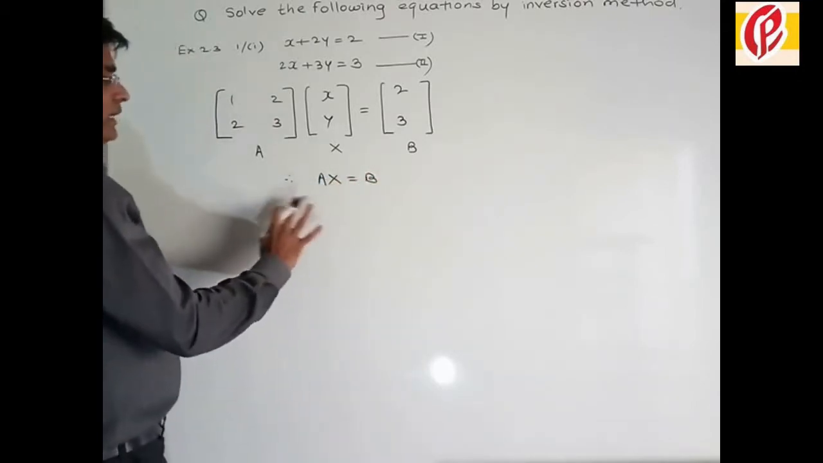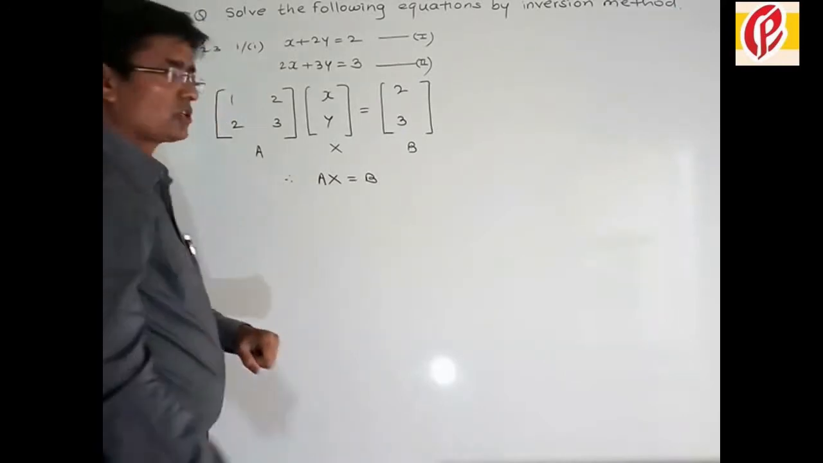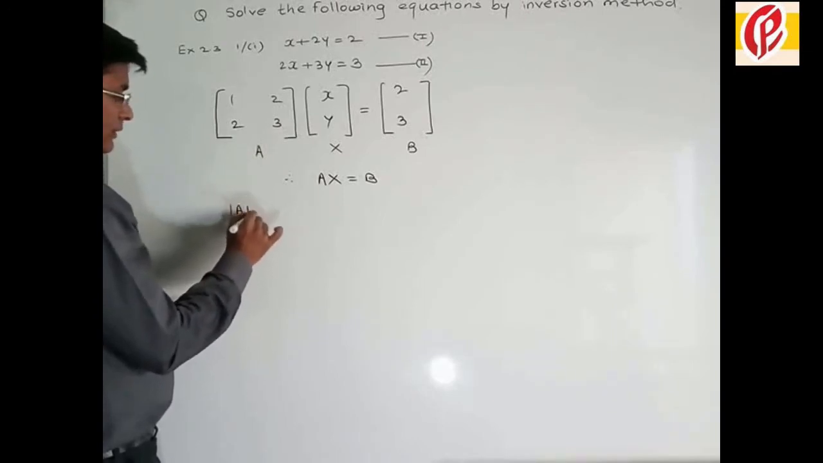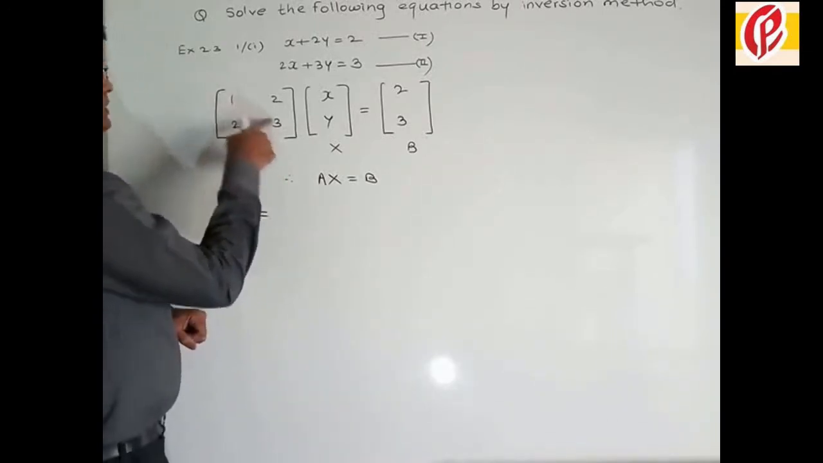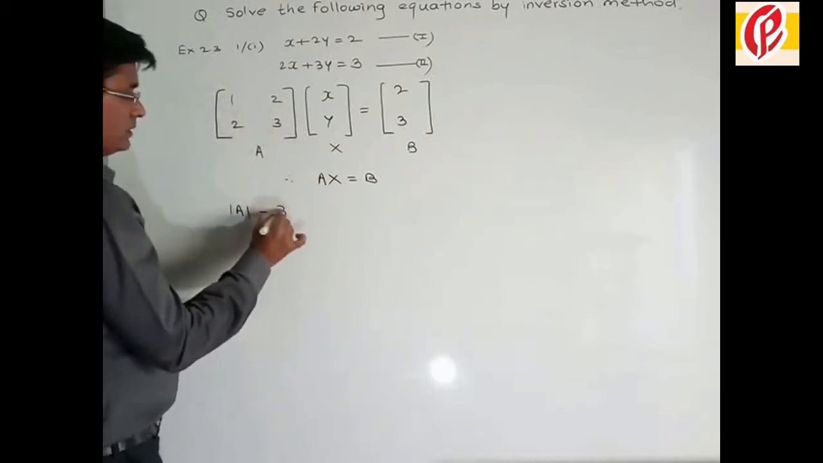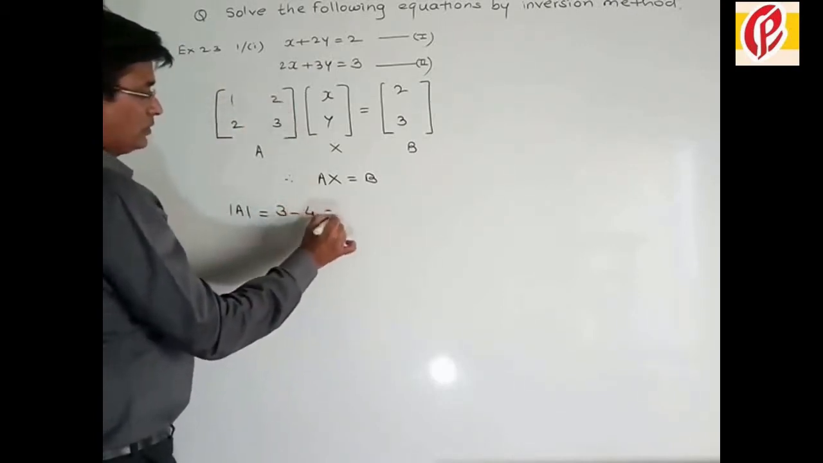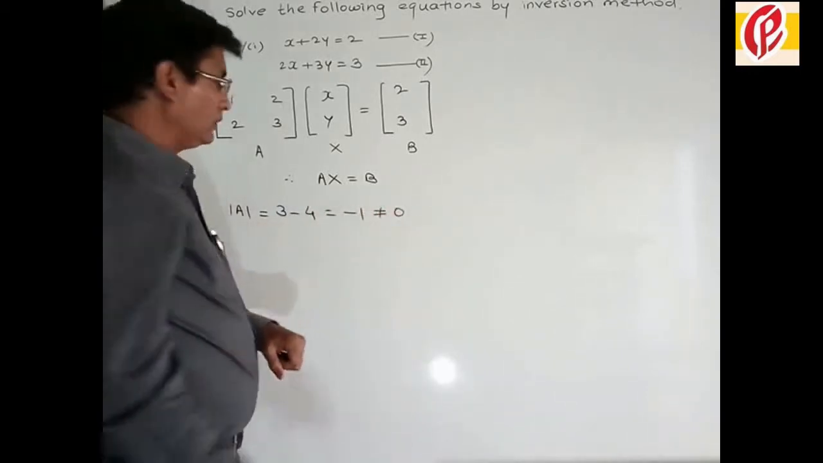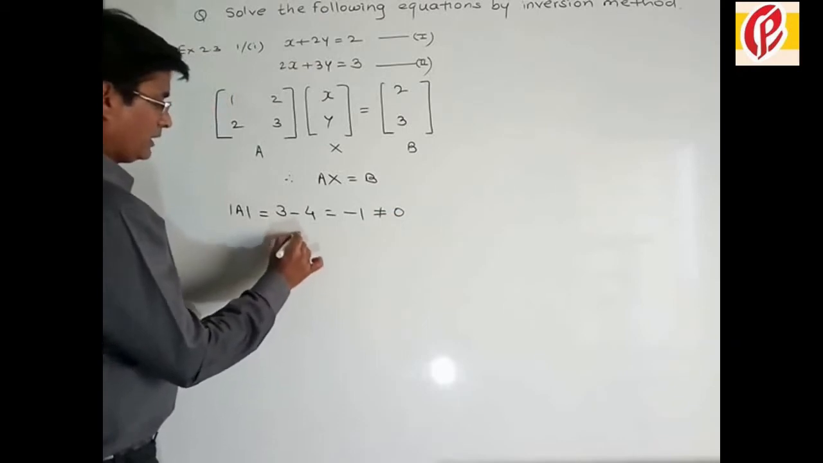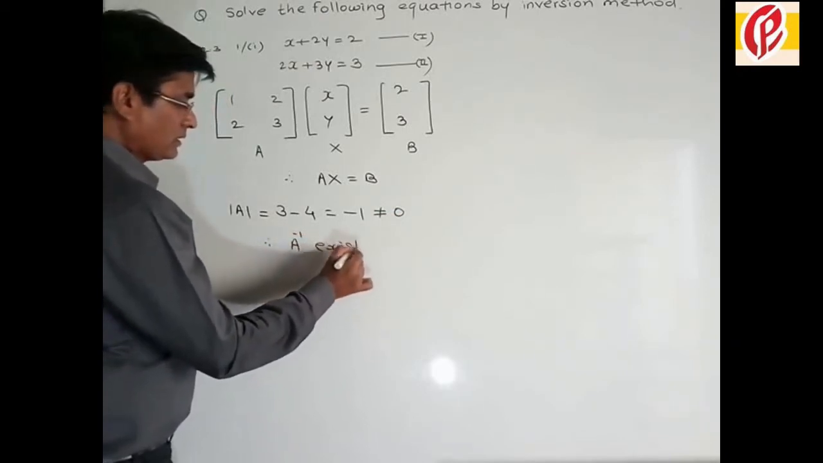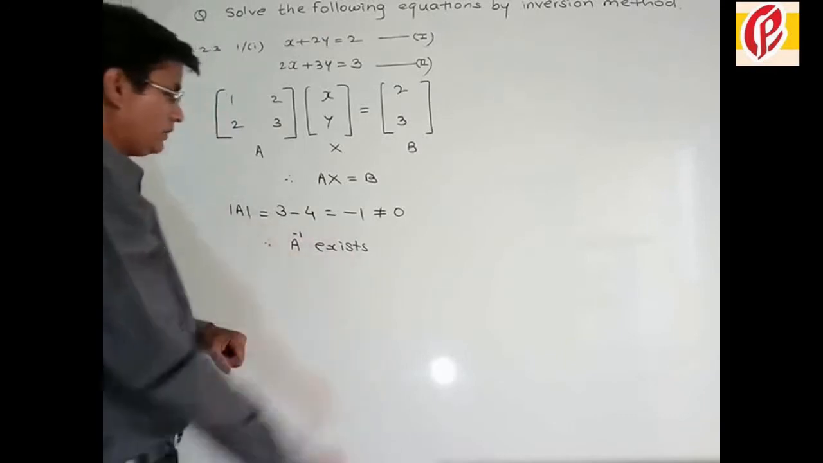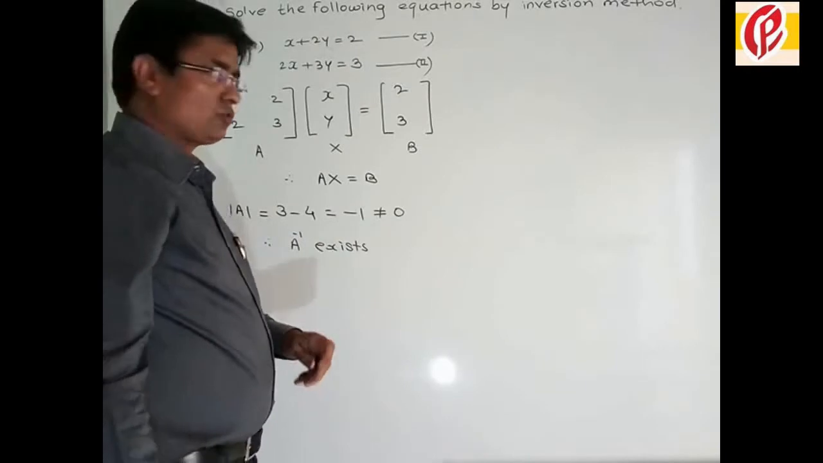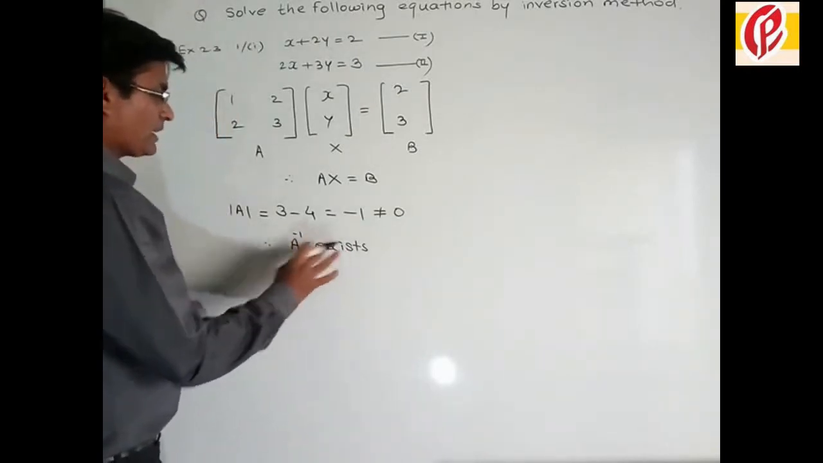Now we'll find whether A inverse exists or not by finding the determinant of A. So determinant of A is equal to, this is the matrix A, 3 1s are 3, minus 2 2s are 4. So 3 minus 4 is equal to minus 1. It is not equal to 0. Therefore A inverse exists. If A inverse doesn't exist, then the equations are not solvable, but here A inverse exists.